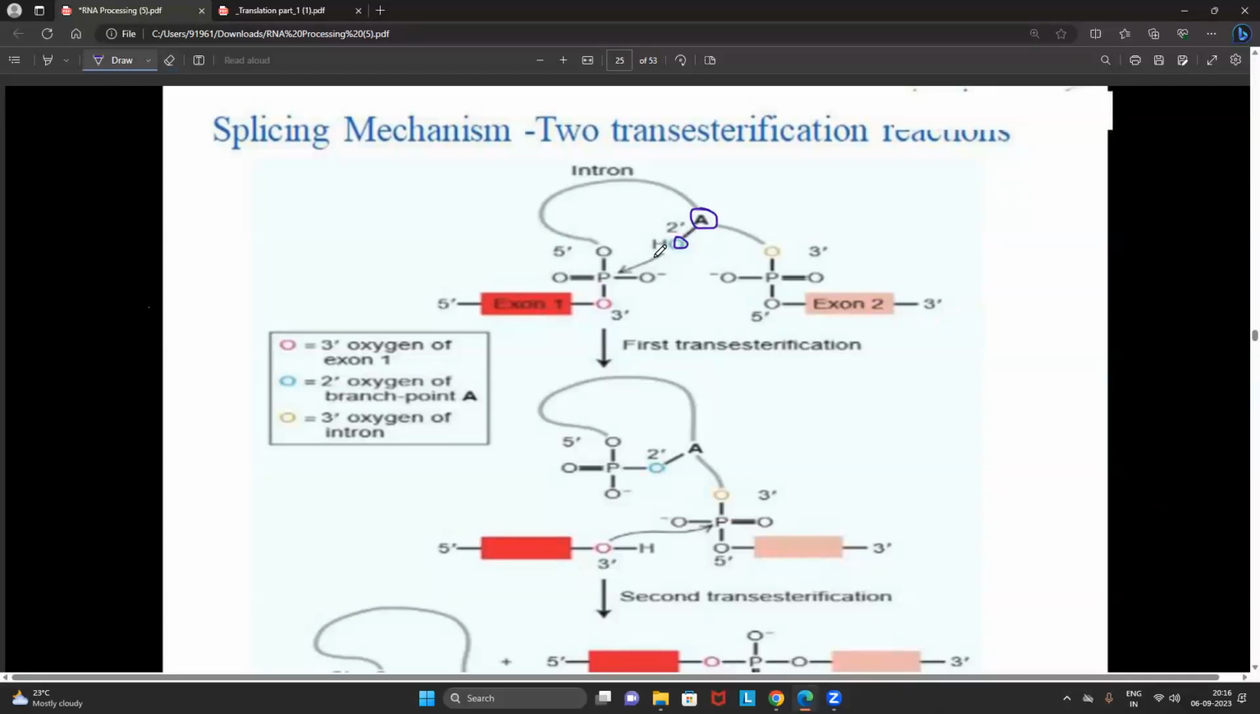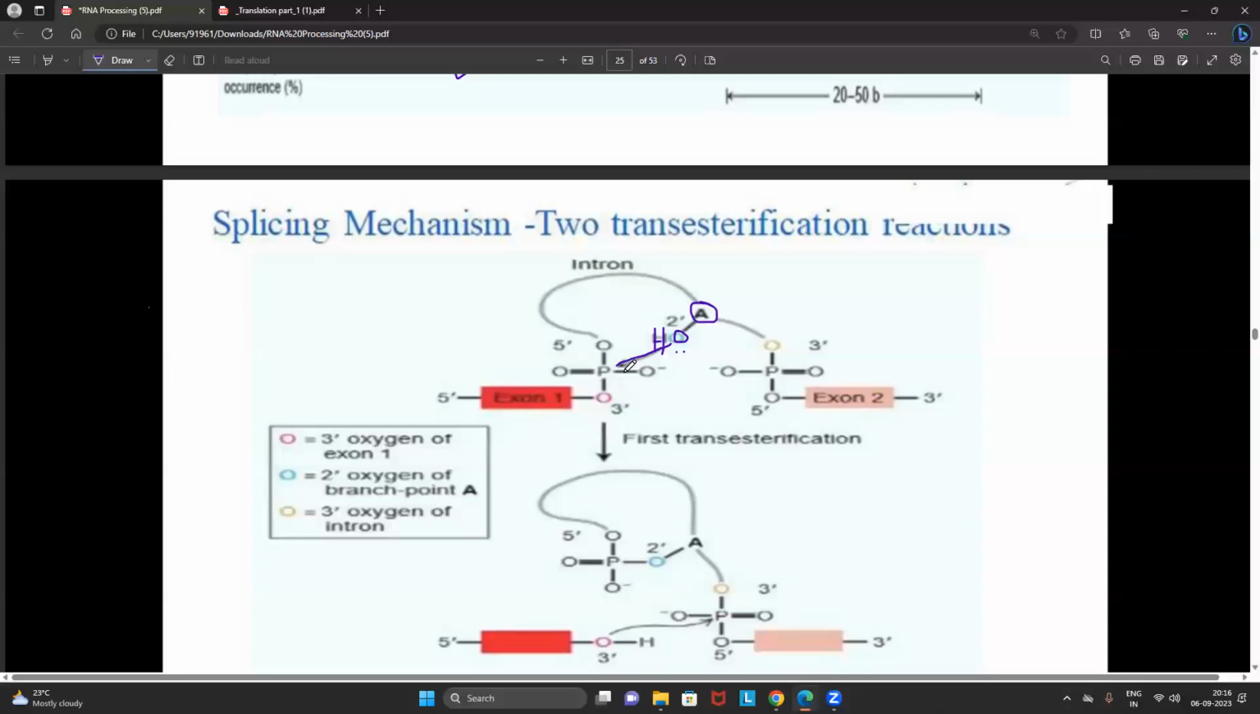This is the most important step. Follow me. The branch point contains an OH group, where the oxygen can act as a nucleophile. What is a nucleophile? Oxygen having a lone pair of electrons. It will do the nucleophilic attack. What does nucleophilic attack mean? See this. This oxygen will come and cut the phosphate group. Which phosphate group, friends? The phosphate group present at the 5' exon. As a result, what is happening? Half of the intron came out. You can see this entire intron came out.